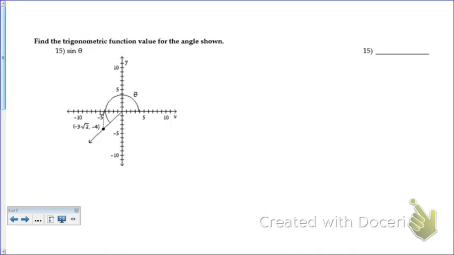All right, number 15. Find the trigonometric function value of the angle shown. So I want the sine of theta. So this angle right here, here's our coordinates that go with it. We know that sine of theta is equal to y, so that's all it's asking.